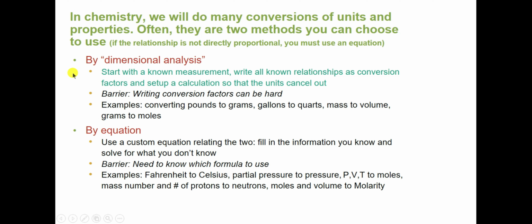So we're going to rely heavily on this dimensional analysis method. But there are some things where you just have to use an equation. We've seen a few of them already, right? Mass number and numbers of protons to neutrons. That's an addition, and I have to know that relationship to do that. Fahrenheit to Celsius is going to be another one.